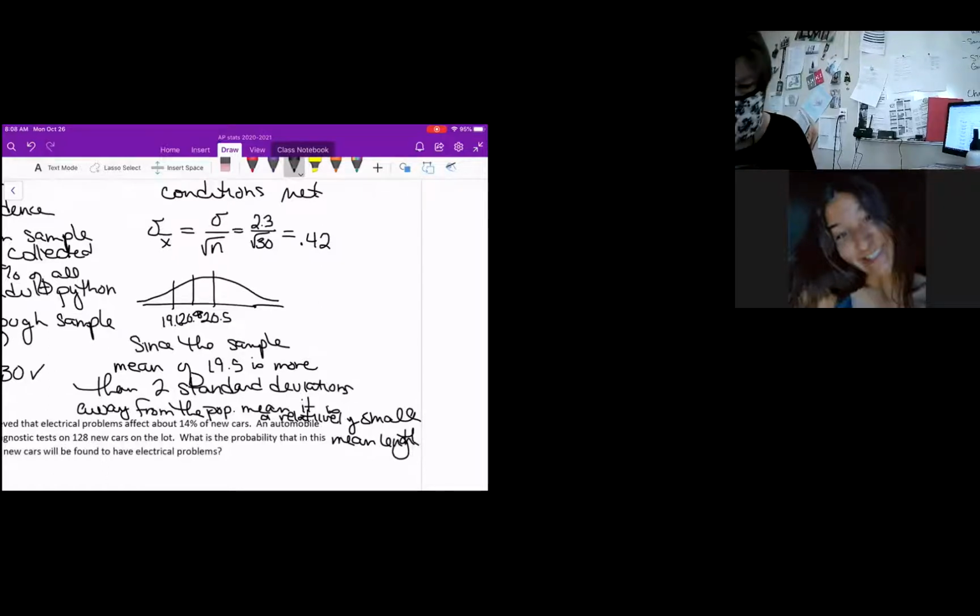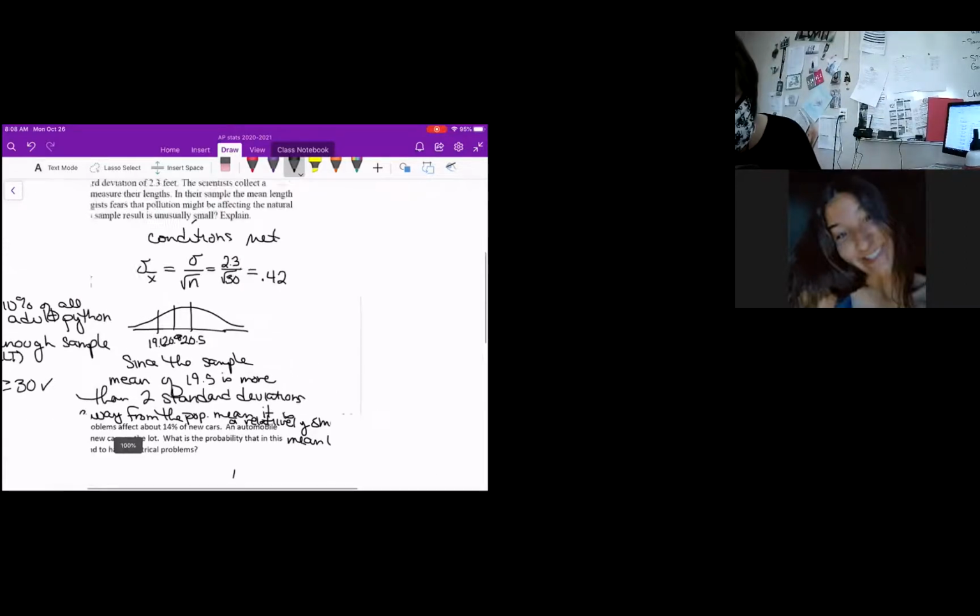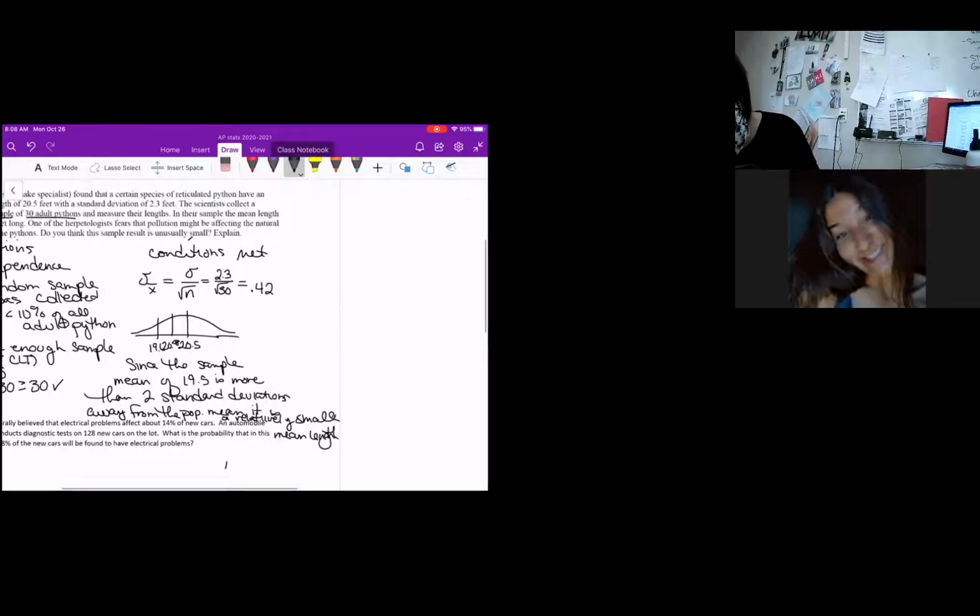Okay. Questions? So that's one route you could have gone. If you went with the probability, once we have our standard deviations, we could have gone with, all right, so here's my sample mean, here's my population mean is 20.5. 19.5 is over here, so I'm looking for the left side.